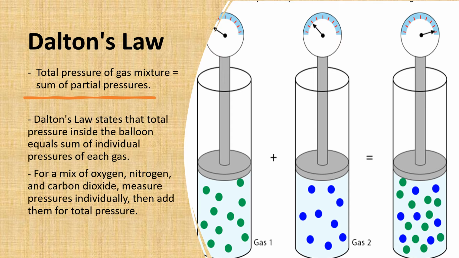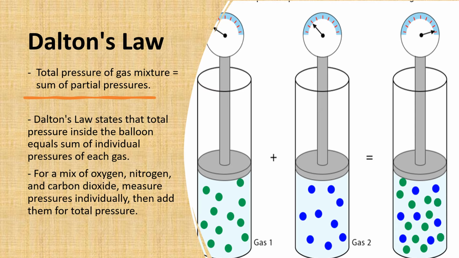Dalton's law. The total pressure of the gas mixture is equal to the sum of the partial pressures. Let's simplify Dalton's law. Imagine you have a balloon filled with a mix of different gases like oxygen, nitrogen, and carbon dioxide. Dalton's law tells us how to figure out the total pressure inside the balloon when there's a mix of gases. It says that the total pressure inside the balloon is just the sum of the pressures that each gas would exert if it were all alone in the balloon.